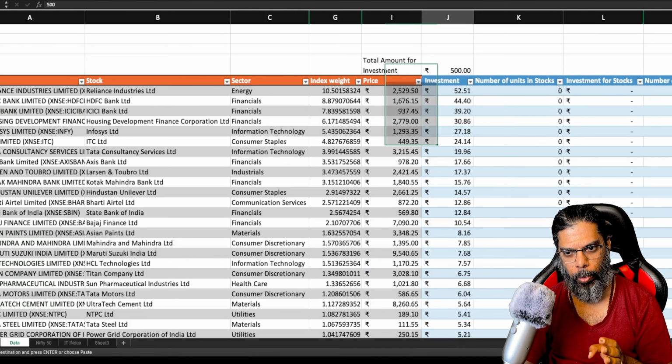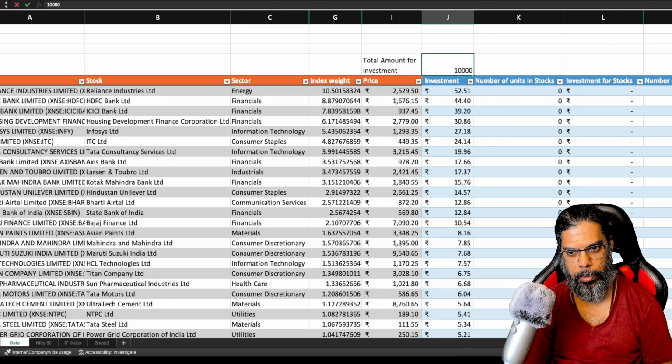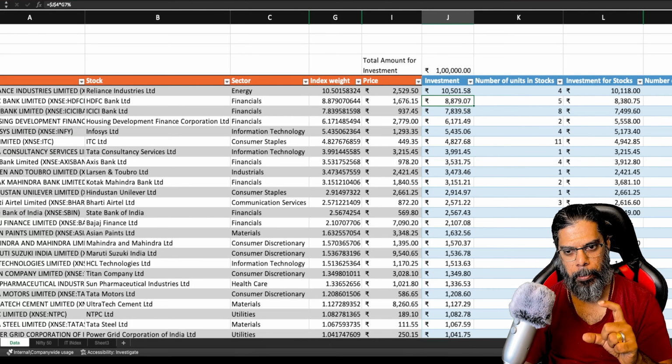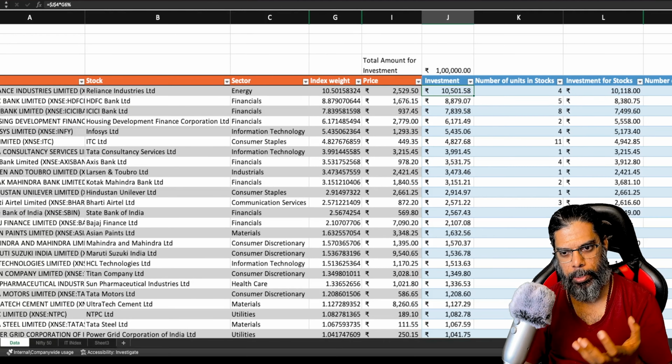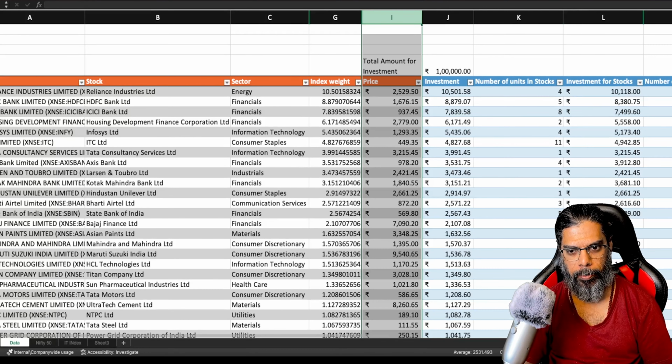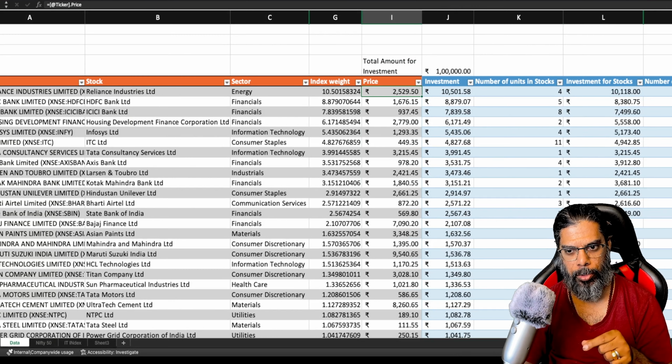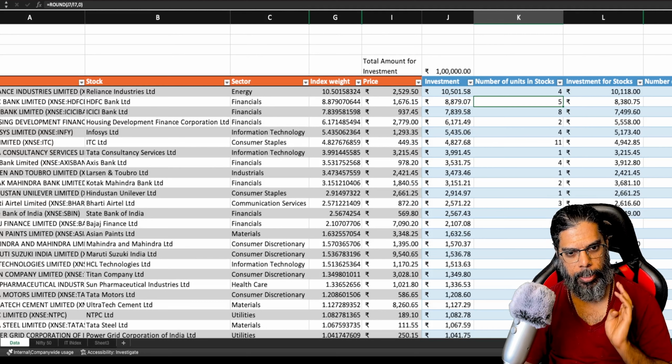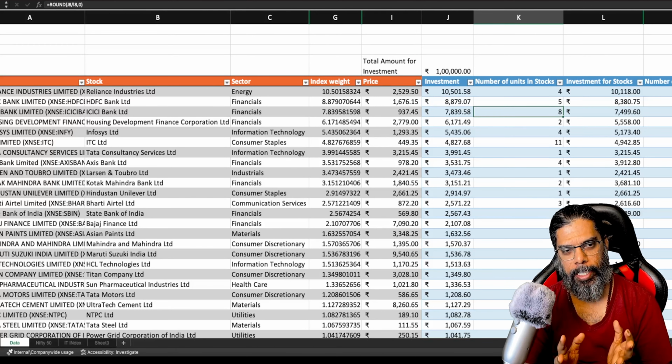If you invest, say, 1 lakh, this 1 lakh is invested in the stocks based on the weightage. For example, 10% of your 1 lakh is, say, 10,500. With that, I can buy 4 stocks at the current market price. So with this money, you can buy 4 stocks of Reliance, 5 of HDFC Bank, 8 of ICICI Bank. That way, your 1 lakh is planned in such a way that it covers all the 50 stocks.